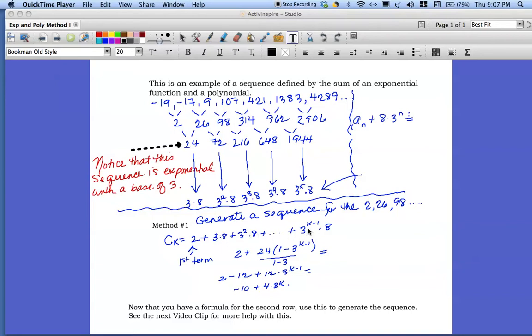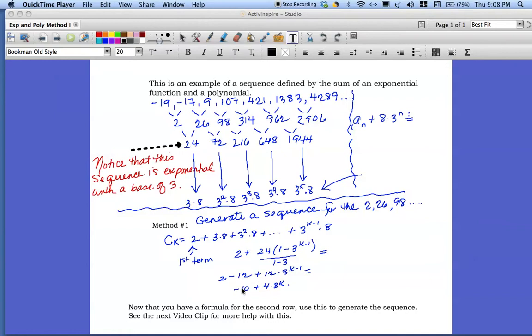And notice that the number of terms I'm adding here is one fewer than the term that I get right here. So I'm going up to 8 times 3 to the k minus 1. So again, I start with the 2, I add 24, 72, 216 until I get there, start with the 2, add all of these until I get to the term that I want. Okay, so this sum ends up being the kth term of this sequence right here.